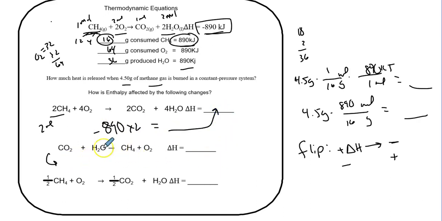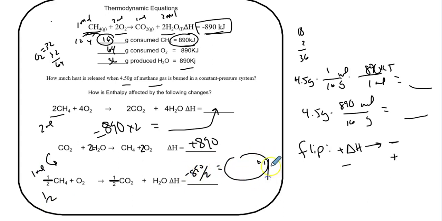Same thing here, it's not balanced. We need a 2 here, and we'll need a 2 right there. But it's flipped, so rather than having 890 in, it's 890 out. Rather than exothermic, it's endothermic. It's a positive 890. Now I took this one and cut everything in half. So rather than 1 mole going through for the delta H, I have half a mole. So it's 890 divided by 2, and that's my new kilojoules per reaction.